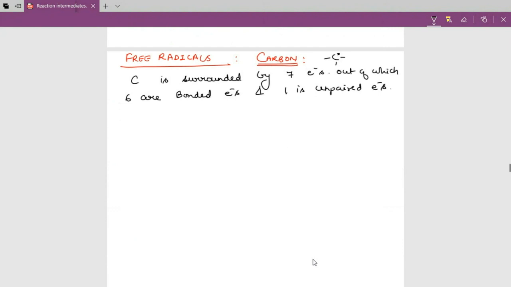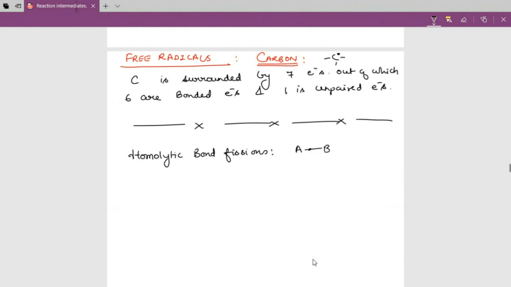Correct? So 6 will be the bonded electrons and 1 will be the non-bonded unpaired electron on it. Now, it is formed by homolytic bond fissions. We have seen beforehand that when there is a small energy gap or conditions are gaseous, then we have homolytic bond fissions like this.